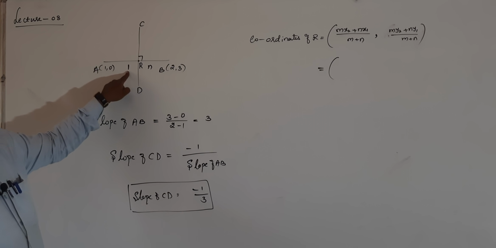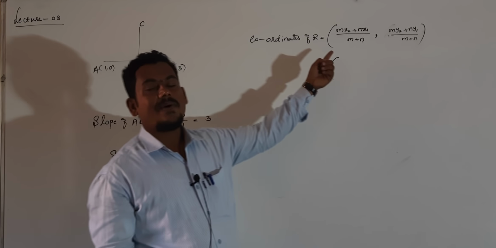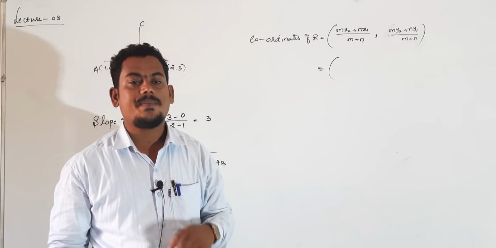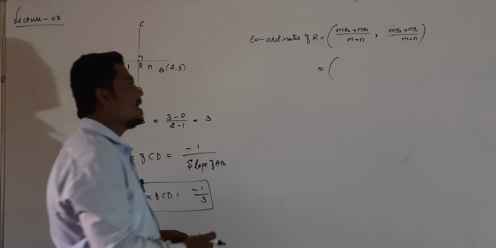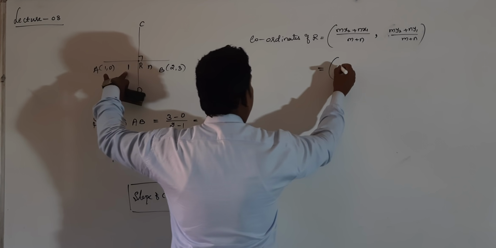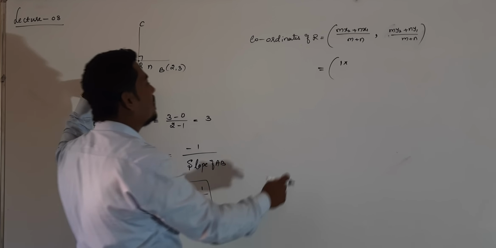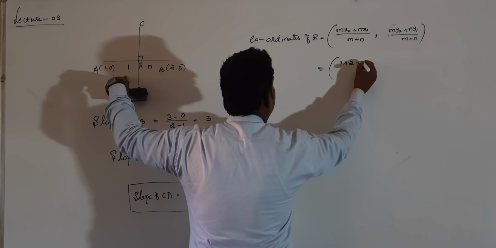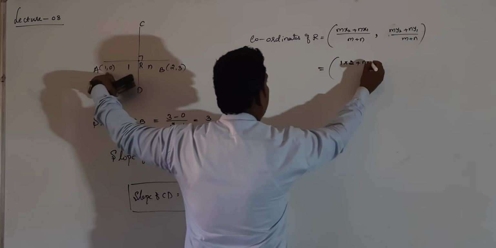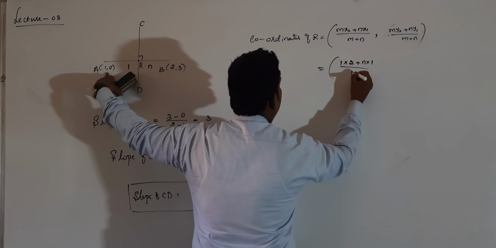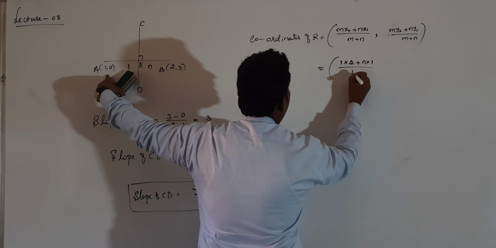In this case m value is 1 and n value is n itself. Whenever a point divides it in the ratio m is to n, in this case m value is 1 and n value is n only. M is 1, so 1 into x2, what is the x2 value? That is 2. mx2 plus nx1, what is x1? That is 1, divided by 1 plus n. Why 1 plus n? Because m plus n is there.